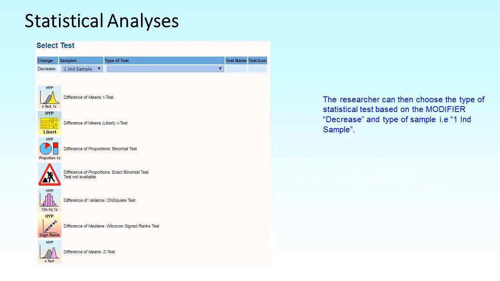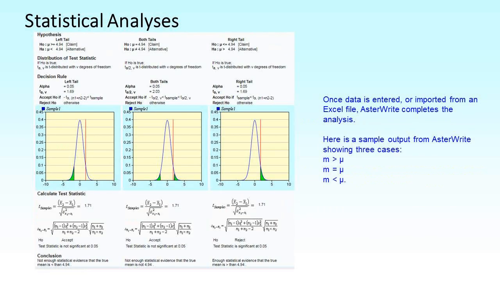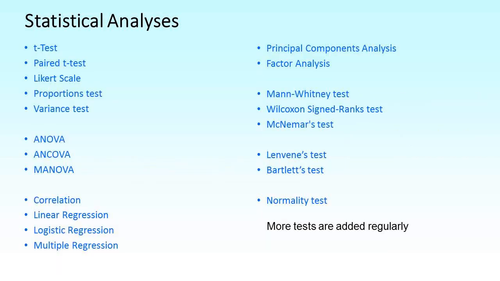The researcher can then choose the type of statistical test based on the modifier, degree, and type of sample. Example, 1 independent sample. Once data is entered or imported from an Excel file, AsterWrite completes the analysis. Here is a sample output from AsterWrite showing 3 cases, m greater than mu, m is equal to mu, and m is less than mu. There are many other statistical tests available in AsterWrite.